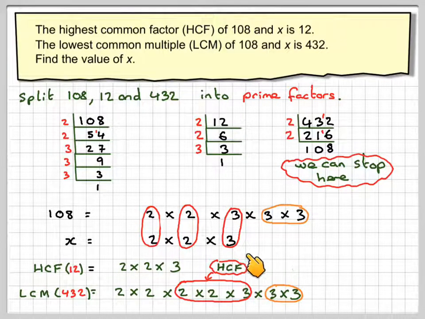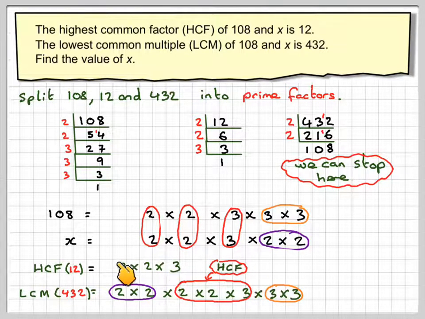That 2 times 2 must go down here as the extra numbers that we needed to add in to get x. So if we think about this, we find the HCF by finding factor pairs. And then to find the LCM, we write down the HCF and then write down what is left, i.e. a 2 times 2 from here and a 3 times 3 from here. So it's sort of working backwards. The value of x will be 2 times 2 times 3 times 2 times 2, which gives me 48.